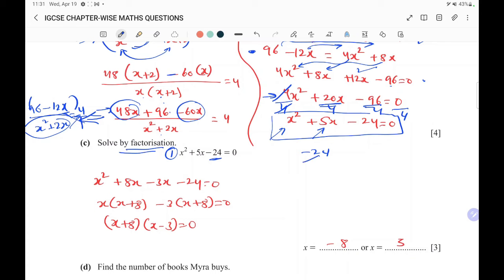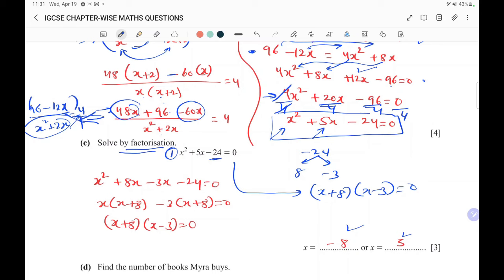If you break minus 24 into two numbers such that the addition is plus 5, I think 8 and minus 3. If you add, you will get plus 5, and if you multiply, you will get minus 24. So quickly we got 8 and minus 3. So simply you can write x plus 8 times x minus 3 equals 0. Now x plus 8 equals 0, then x is minus 8, and x minus 3 equals 0, then x is 3.